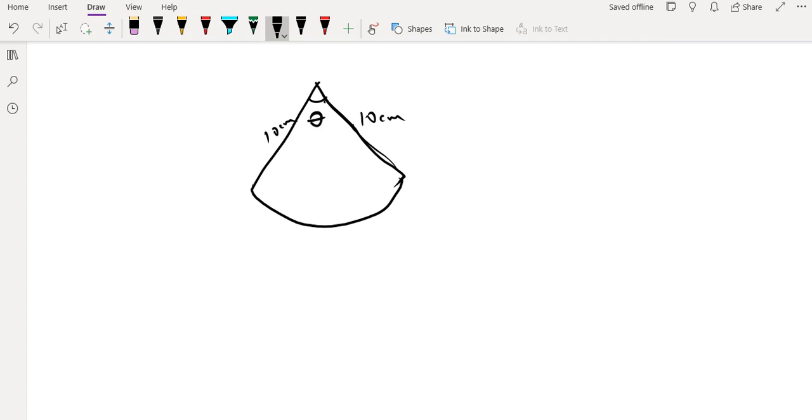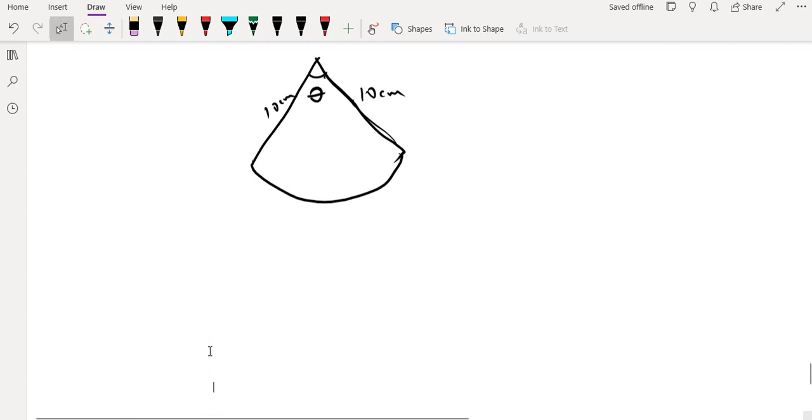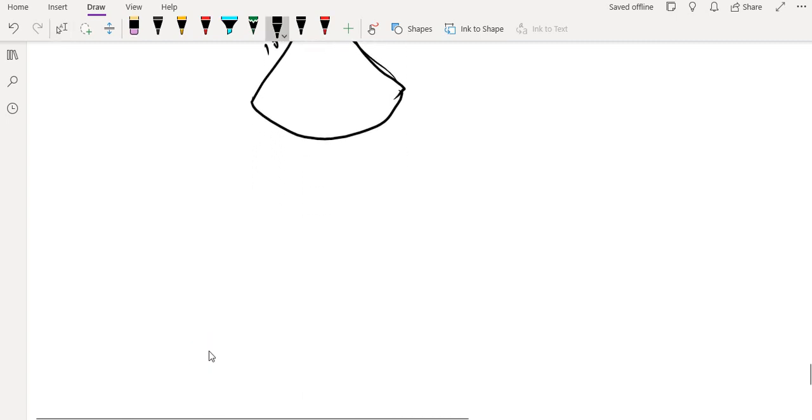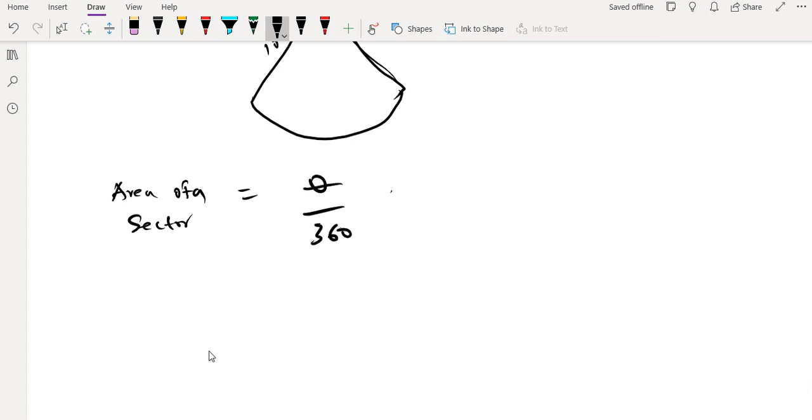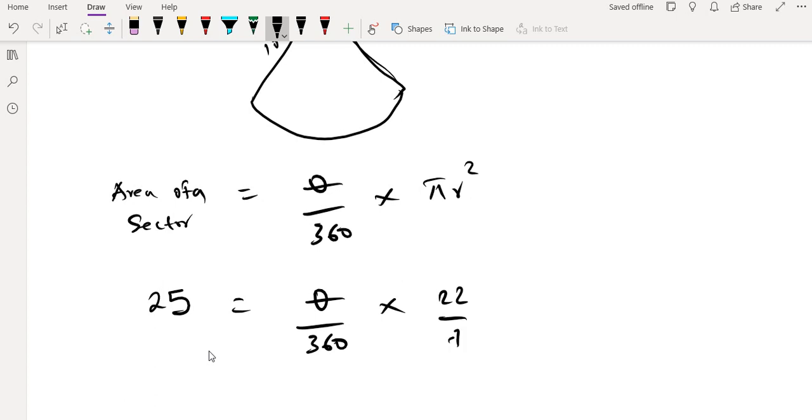So what's the area of a sector? Theta over 360 times pi r square. Area of a sector. Theta over 360 times pi radius square. Don't forget, if it's circumference, it will be 2 pi radius. You know the difference, right? Yes, so the area given to us, is it 25? Yes, sir. We are looking for theta. Theta over 360 times 22 over 7 times 10 times 10, which is 100, right?